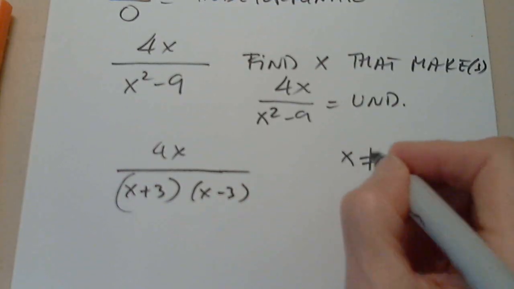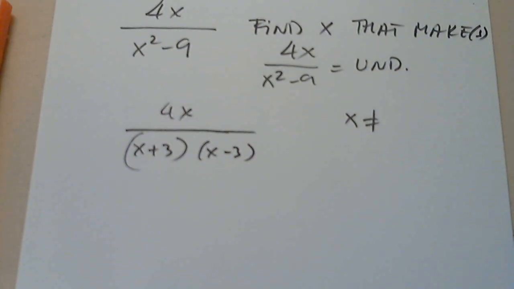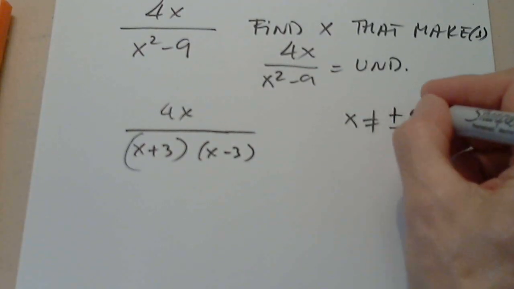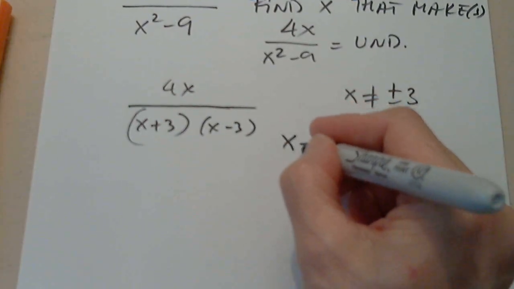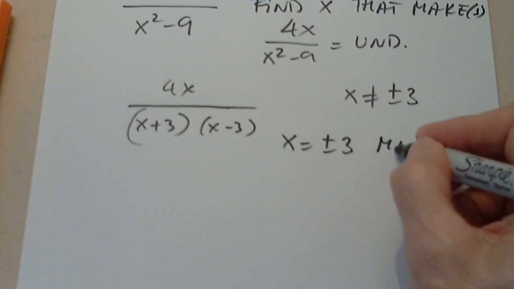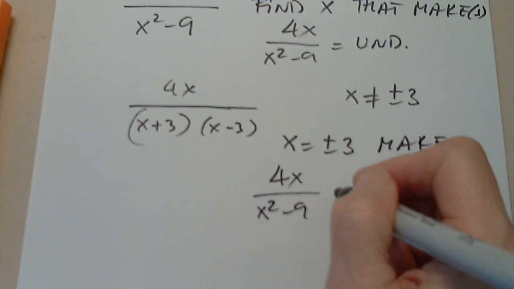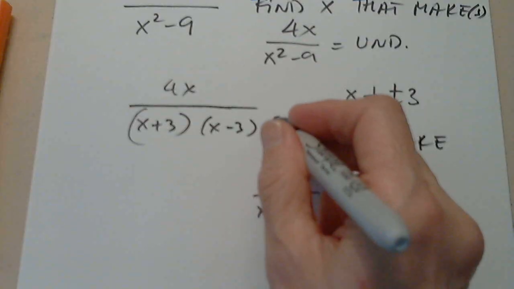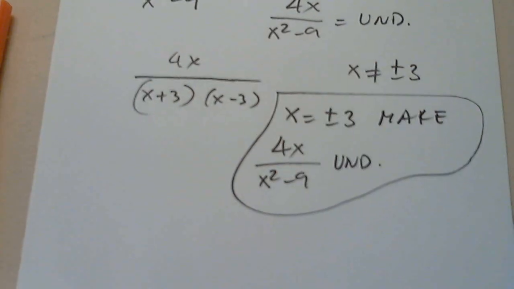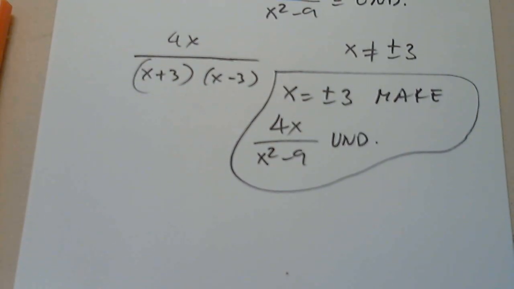So now you will give me what x cannot be, or what x creates an undefined situation, which is negative 3 or 3. Exactly. So you either answer x cannot be plus or minus 3, or you answer x equals plus or minus 3 makes 4x over x squared minus 9 undefined. 3 and negative 3 change this expression into an undefined expression.